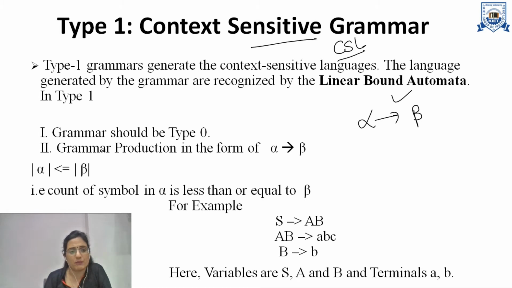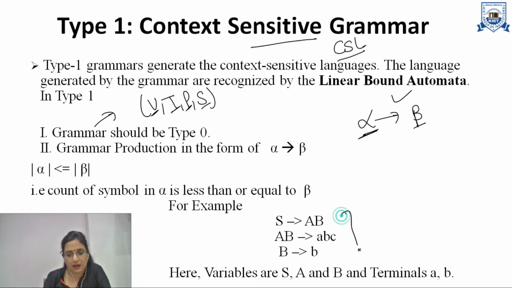As we already know, grammar is a set of four tuples, as we studied in previous videos. Here V is a set of non-terminals, T is a set of terminals, P is the production rule, and S is the start symbol. So in type 1 grammar, the production rule is of this form: alpha tends to beta. And we have to remember one thing: the number of symbols of alpha is always less than or equal to the number of symbols of beta. That means the length of alpha is always less than or equal to the length of beta.